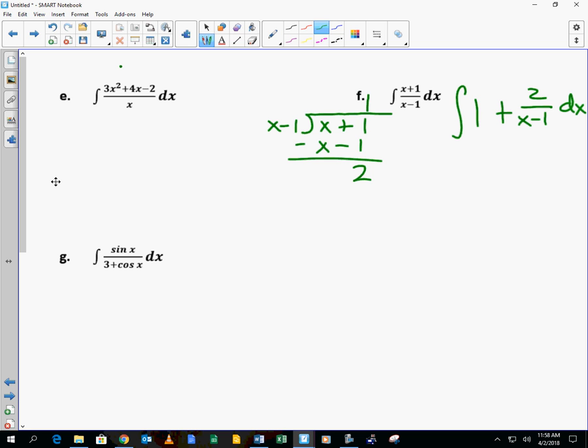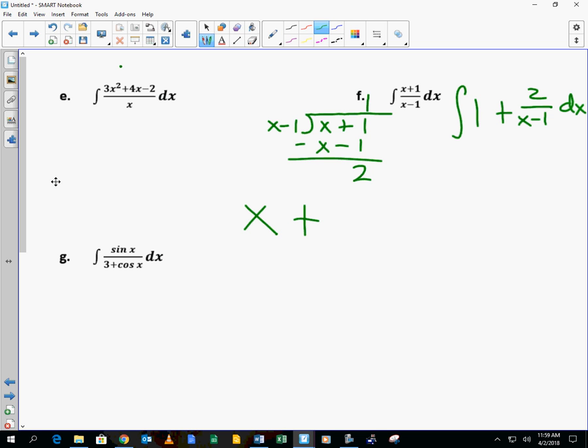Yeah, plus the remainder divided by the divisor. Long division is helpful. It's great. So watch how easy this is now, folks. What's the antiderivative of 1? X. Plus, what's the antiderivative of 2 over x minus 1?